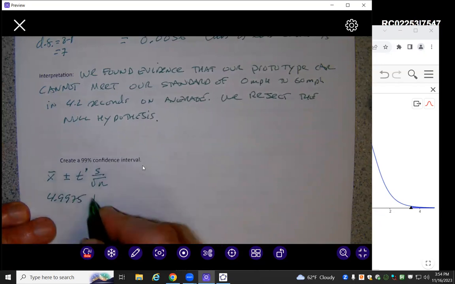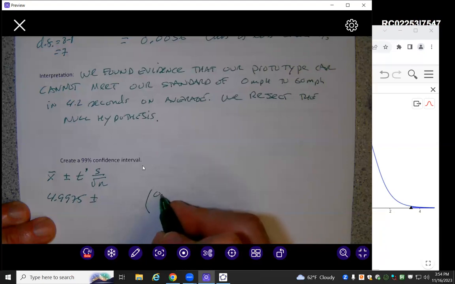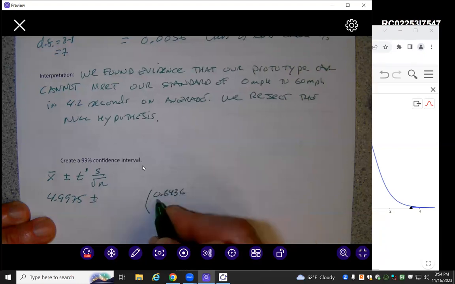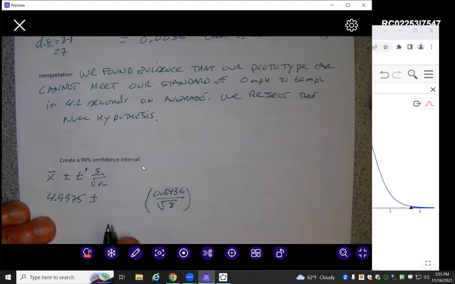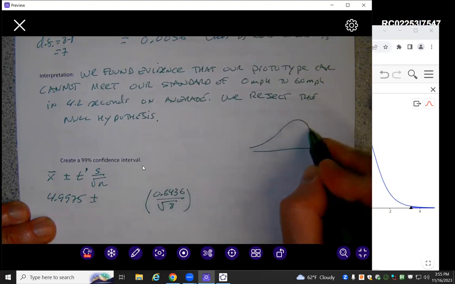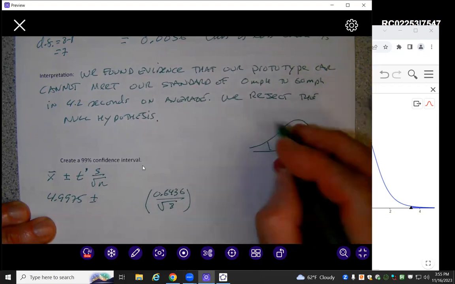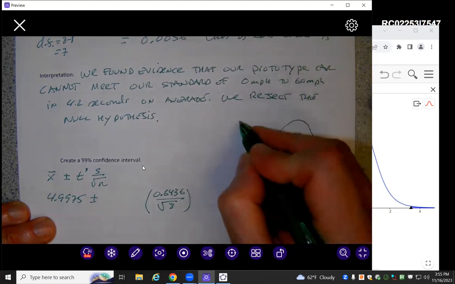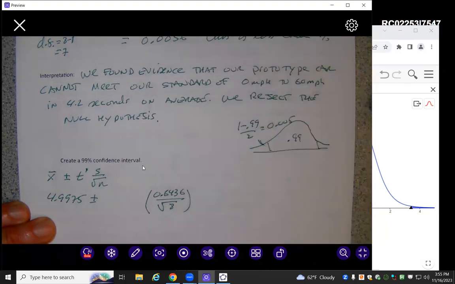4.9975 plus or minus, and again, now the T critical is something, which I don't know what it is, but 0.6436 was the standard deviation from our data, and the sample size was 8. So divide by that. Now I need to find this value. It's T critical. So over here, we're doing a 99% confidence interval. So again, just remember this, these sides are going to be 1 minus 0.99 divided by 2. So if we did this, it turns out to be 0.005.